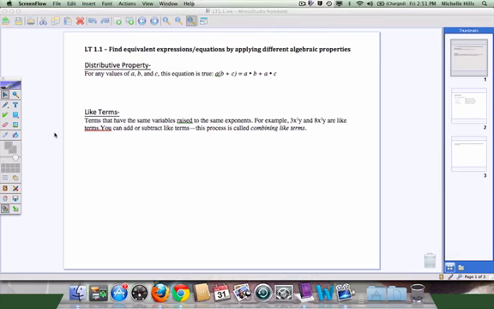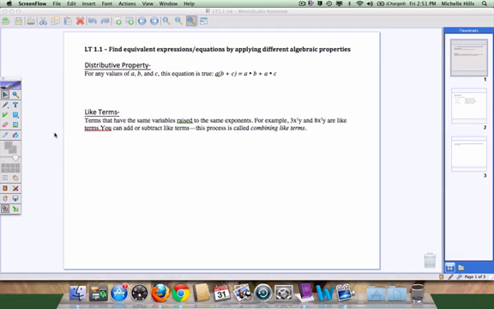Today we're going to look at Learning Target 1.1. Find equivalent expressions or equations by applying different algebraic properties. There are two main pieces in this first learning target that we want to focus on, and one is the distributive property, and one is the idea of combining like terms.